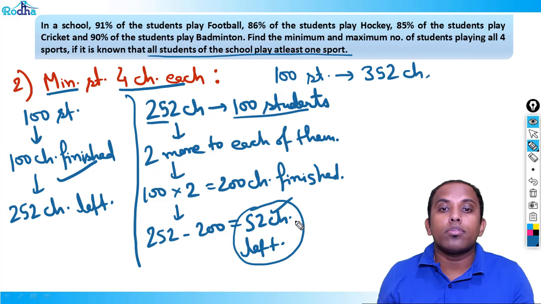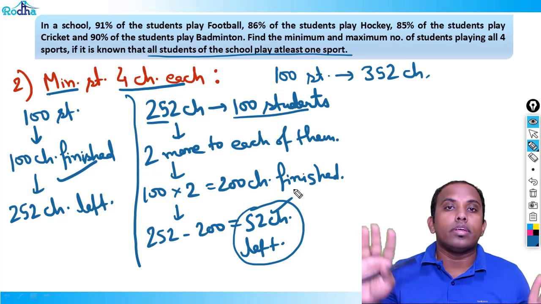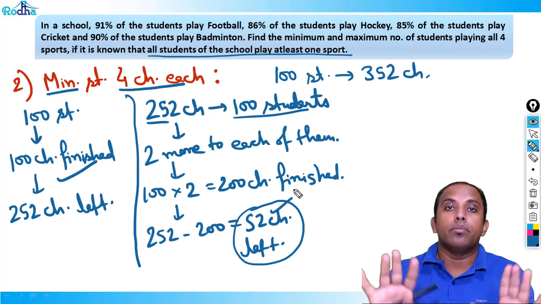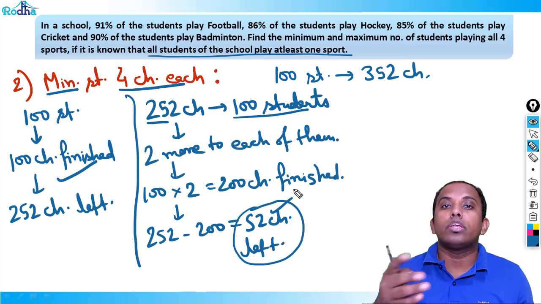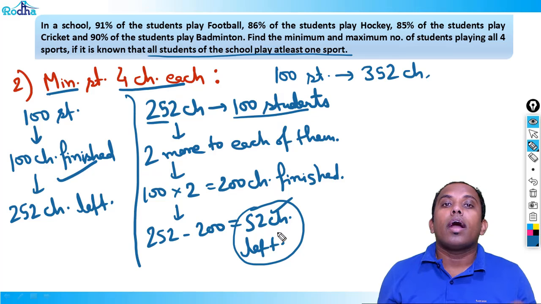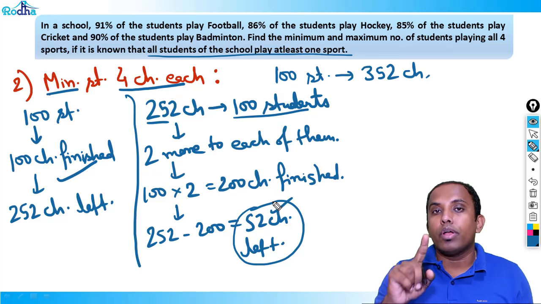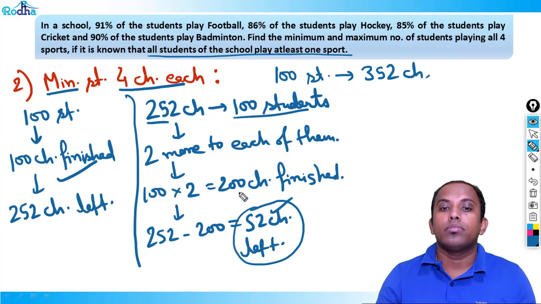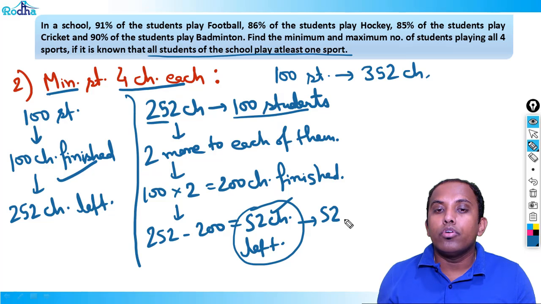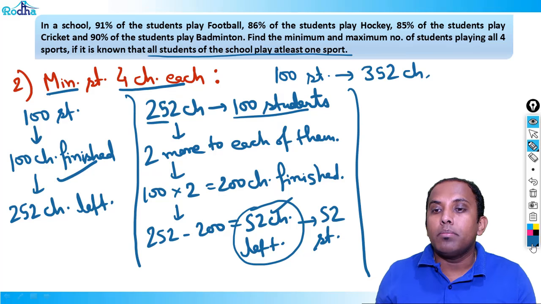52 people, right? Because I have 52 chocolates left, and all the people in the class have got 3 chocolates each with them. That basically means, if I have 52 chocolates, I have to finish all of them, so I should give 1 chocolate each to 52 people. That means this will be given to 52 students.